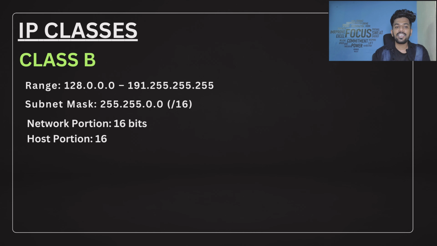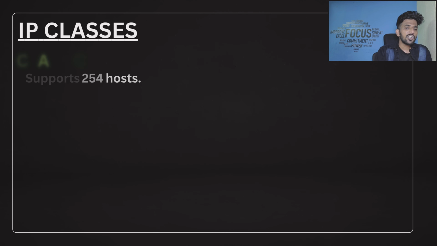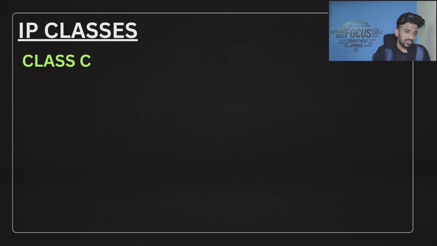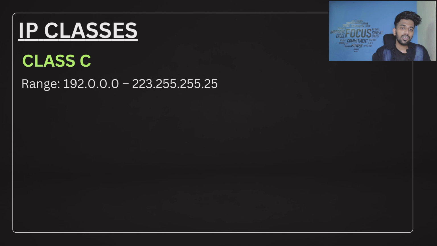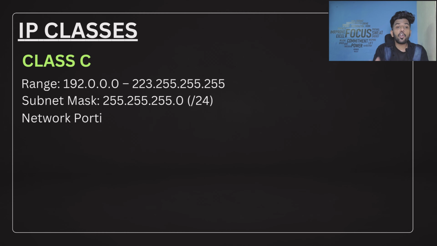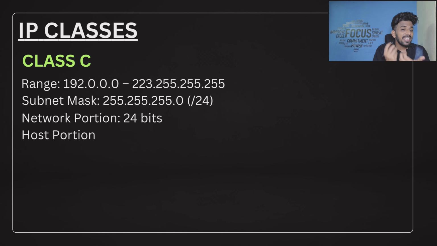Now class C. It supports only 254 hosts. This is commonly used for small businesses. The range starts from 192.0.0.0 to 223.255.255.255. The subnet mask here is 255.255.255.0. The reason is the network portion is 24 bits, and the host portion is 8 bits.